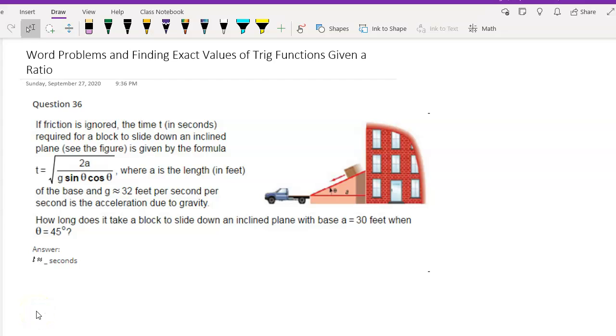Alright, so a classmate of yours had some questions about the word problems and some of the trig ratios, so I decided I would make this video to help not only them, but anybody else who might have the same questions. So the first word problem I'm going to go over is this one.